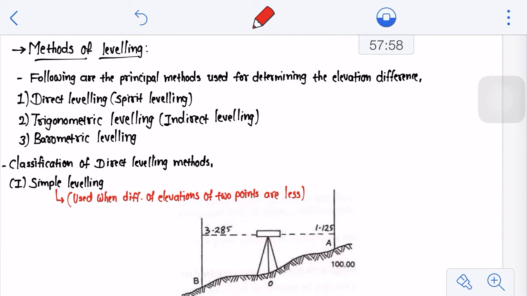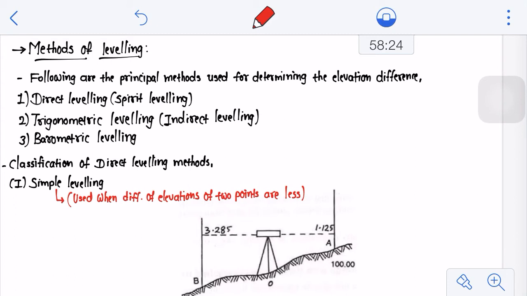Just as the length of any side in any triangle can be computed from the proper trigonometric relation, right? That's the simple method, where you simply measure the vertical angle and the horizontal distance on the ground, and based on the trigonometric relationship you compute the elevation or the height of that point in the field, right? That's your trigonometric leveling. The third one is barometric leveling, right?